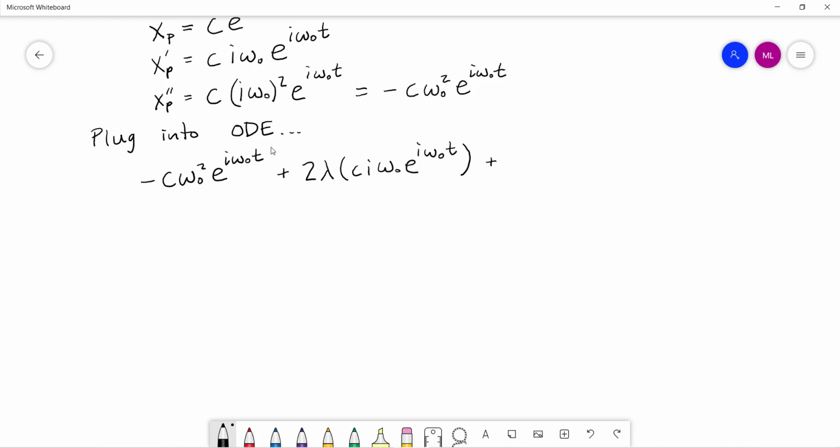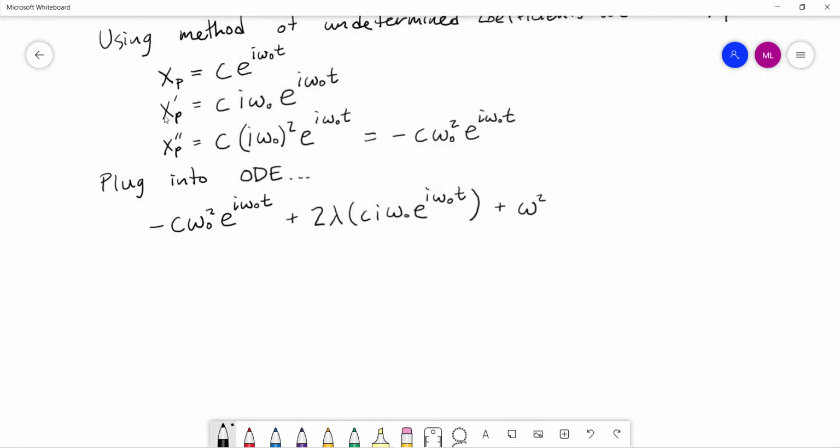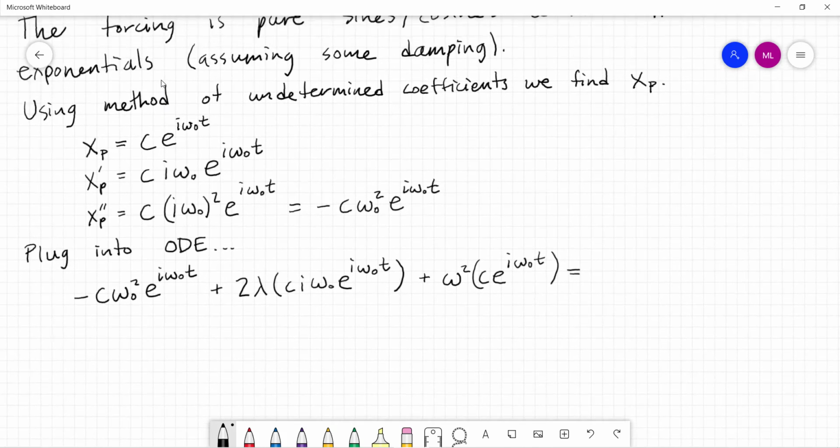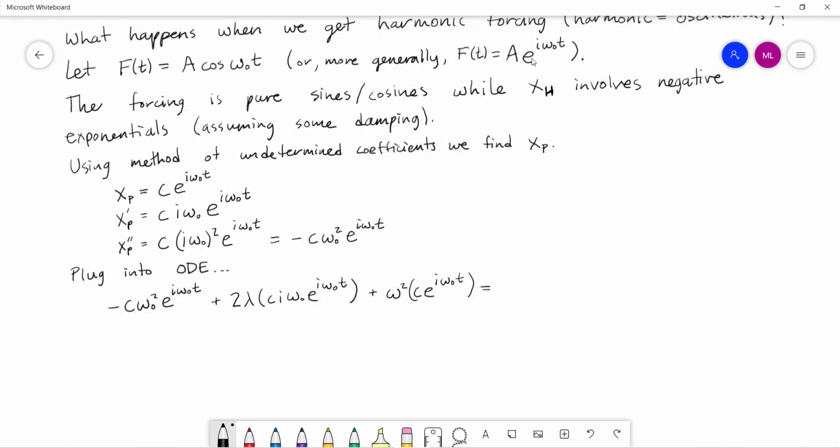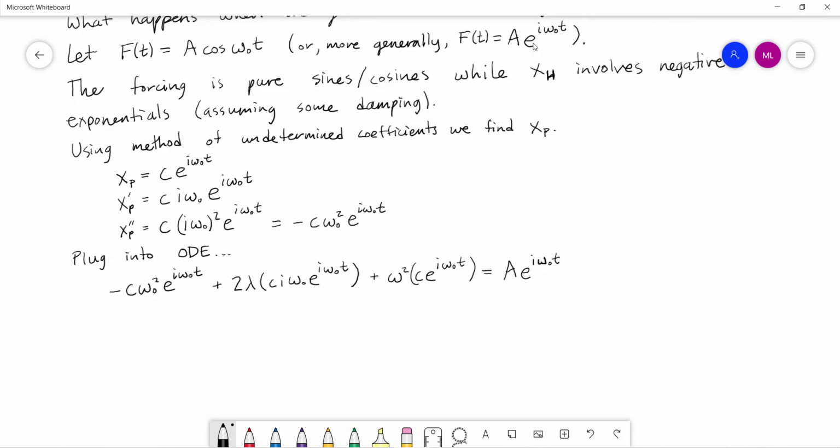And then the last term was plus omega squared times the function itself, so c e to the I omega naught t. And that whole thing is supposed to be equal to our forcing term, which is this form right here. So that's equal to a times e to the I omega naught t.